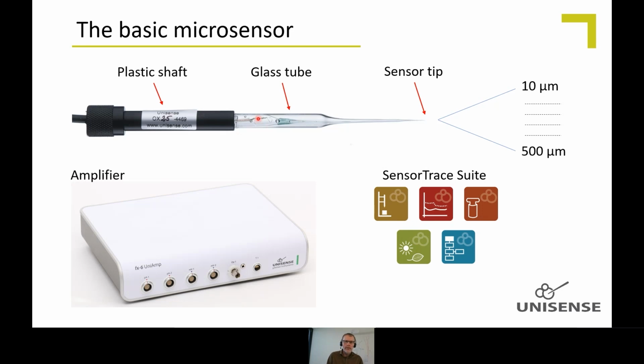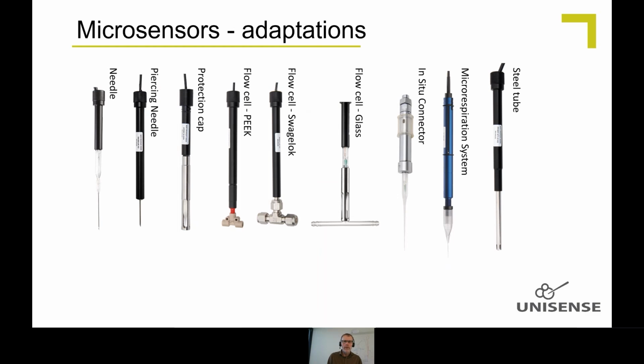This standard microsensor, the basic microsensor, can be modified in many ways, and we have a number of different standard ways of doing that, as shown here. We can mount a needle on the sensor, so the tip sits in the opening of the needle and is a bit more protected than when it was out in the free. We have a piercing needle version where the longer shaft is used, and a thicker needle that is glued into the shaft, so you can actually pierce rubber septa with it and measure inside bottles or whatever you want. There's a stainless steel protection cap that will protect the tip if you're working in bulk waters.